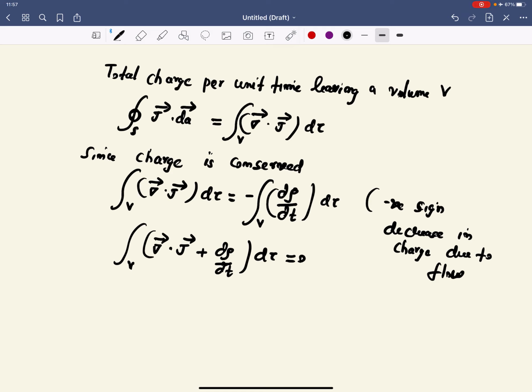The only possibility is that del dot J is equal to minus del rho by del t, which is known as the continuity equation, which is related to the flow of charges.